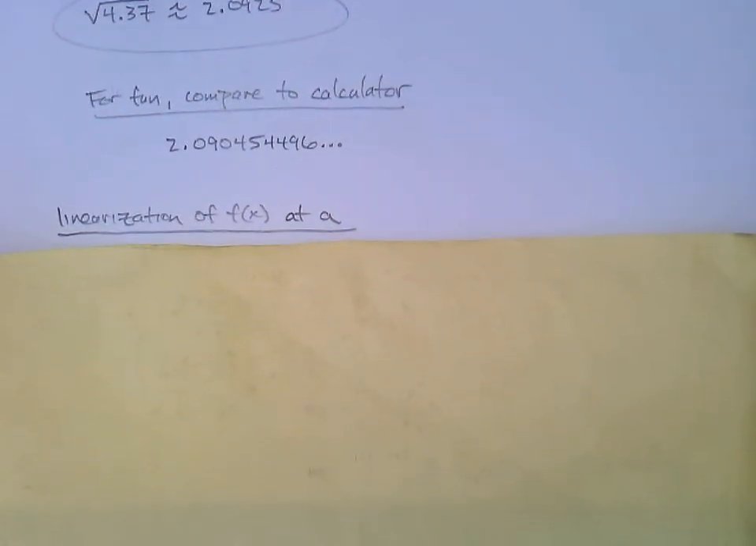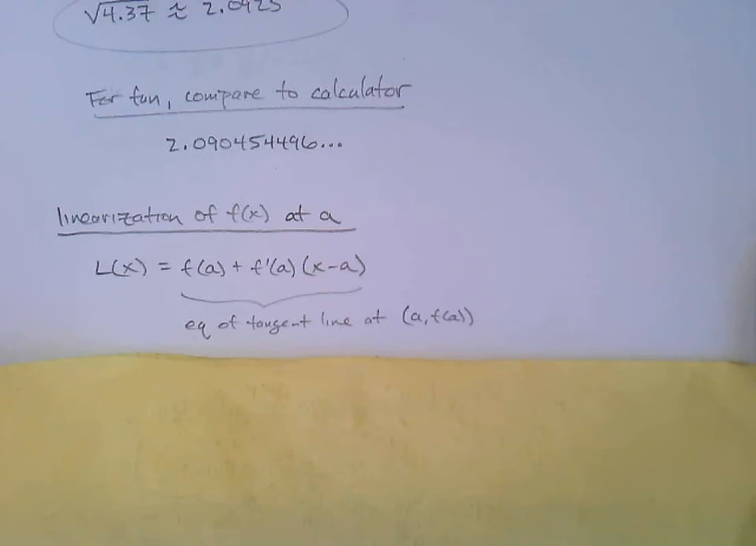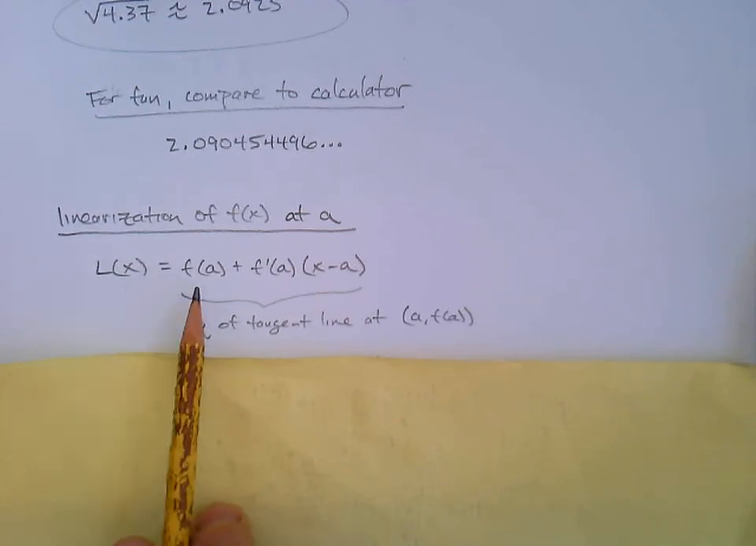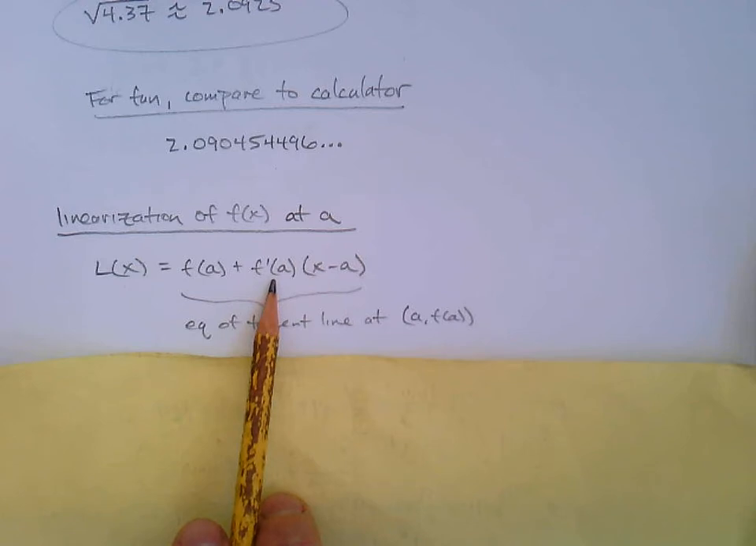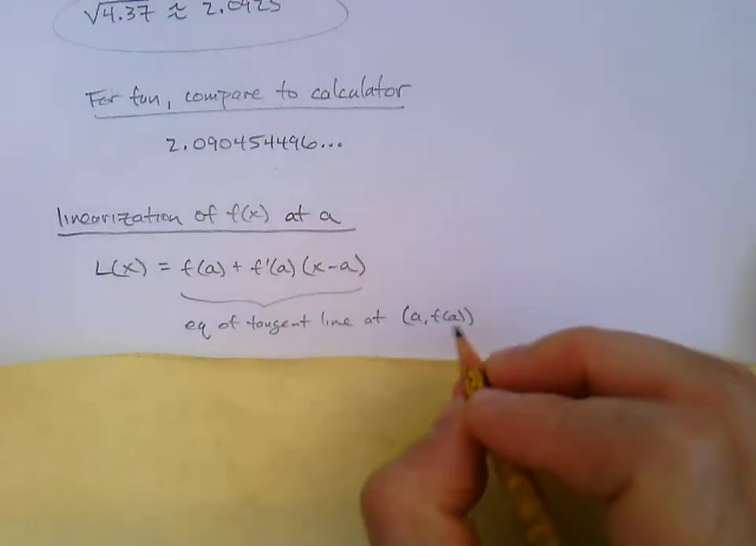We give it this fancy title called the linearization of f of x at a. So let me show this to you and we'll talk through it. It really just boils down to being the equation of the tangent line at a particular point. I'll explain why we give it this name in a moment. Okay, so we call it L of x, capital L for linearization. And it's equal to f of a plus f prime of a times x minus a. But all that really is the equation of the tangent line at the point a, f of a.